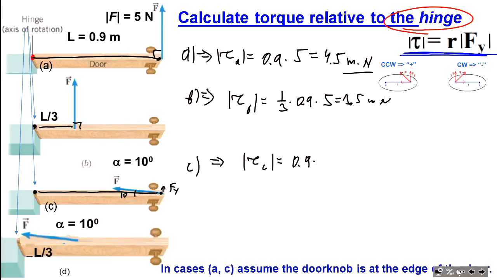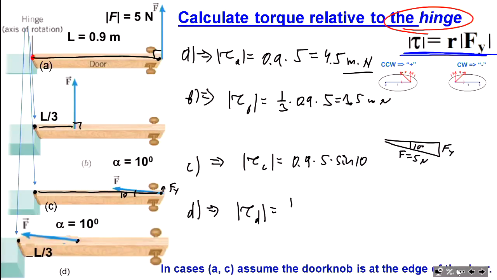Fy. For that, we have to look at the triangle, F, 5 newtons, angle 10 degrees. Fy should be equal to hypotenuse times sine of that angle, 5 times sine of 10. And you can finish it. Case D, same type of calculation, different distance, 1/3 of 0.9 times 5 times sine of 10 degrees.